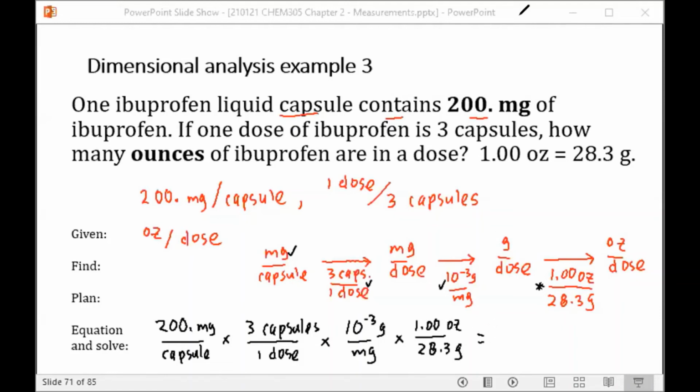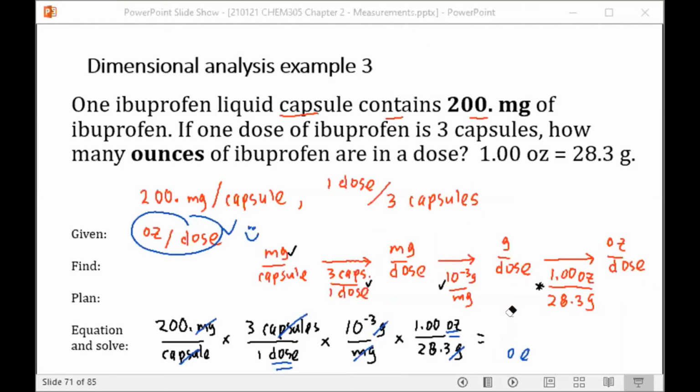And now we're ready to go back and check to make sure our units cancel out, that our dimensional analysis didn't lead us astray. So here we have milligrams, which cancel with milligrams down here. We have capsules and capsules canceling out, and grams, top and bottom, cancel out. So we're left with doses in our denominator and ounces in our numerator. So our answer will be in ounces per dose, which is what we wanted to find. So we set it up correctly.